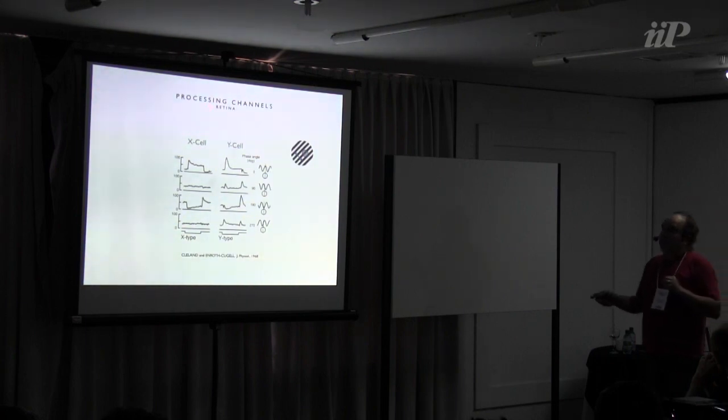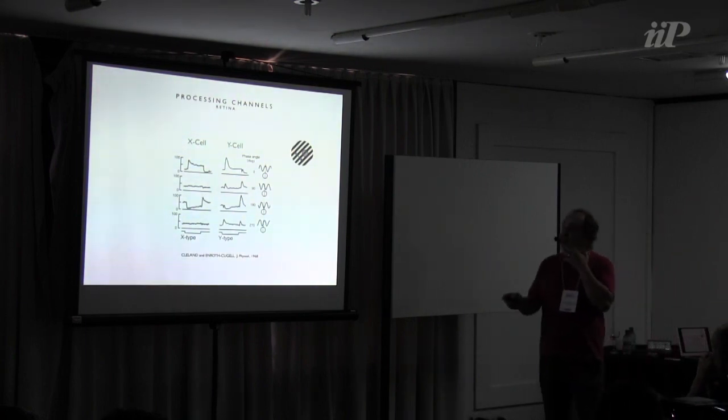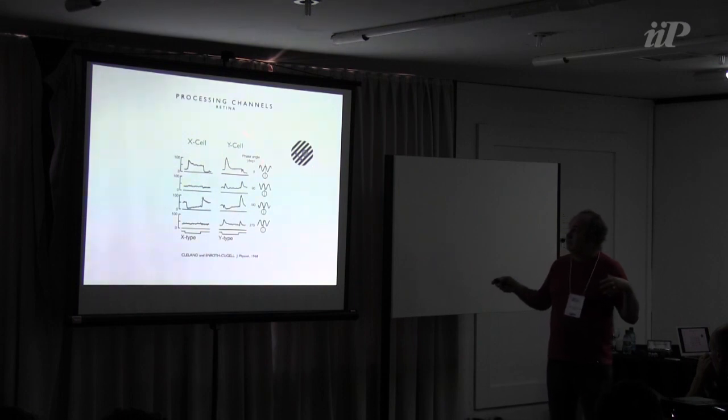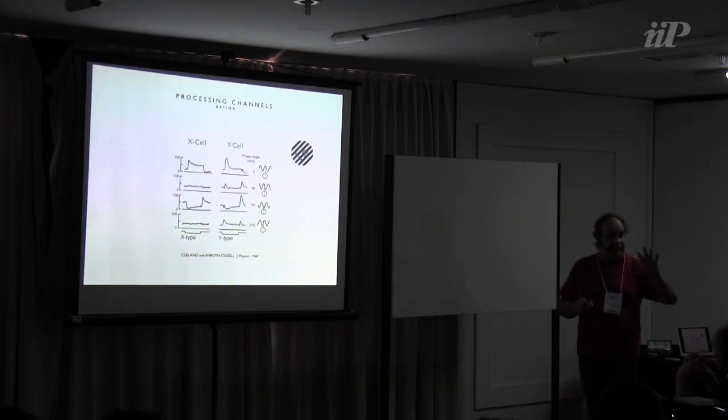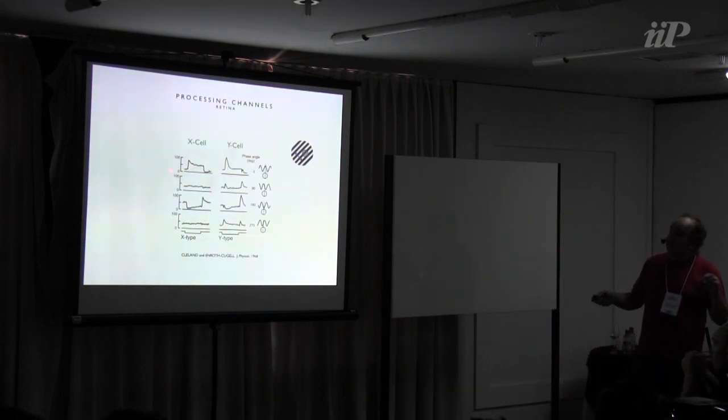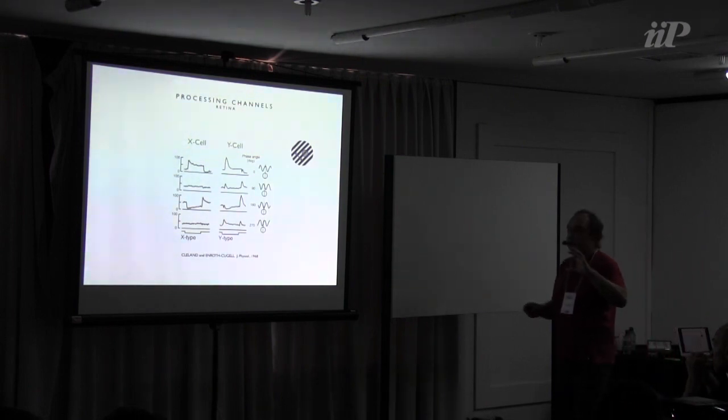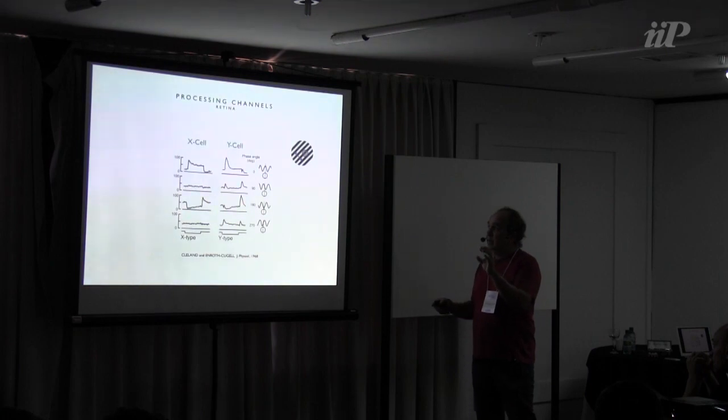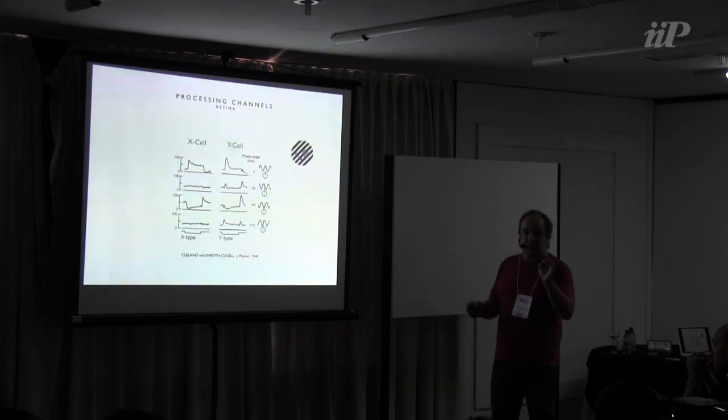And in this way, the visual system will extract particular information depending on the response characteristics of the cells. In particular, Y cells have very large receptive fields, and they are very sensitive to motion. And the X cells in the cat, they have very small receptive fields, and they are sensitive to detail.